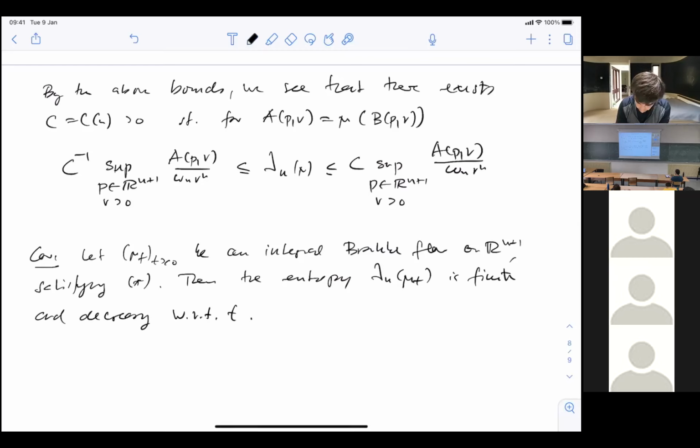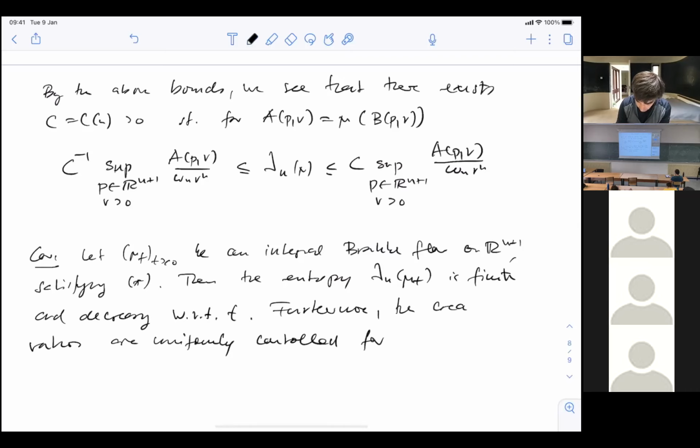Furthermore, the area ratios are uniformly controlled for all time. So this is like non-collapsing for Ricci flow. The trick here is that the monotonicity formula really gives you control on the area ratios on all scales for all times. So you always have uniform control.